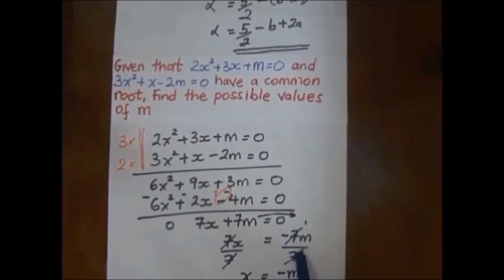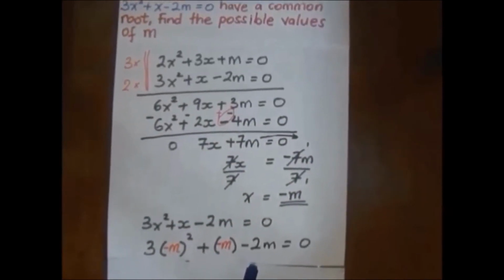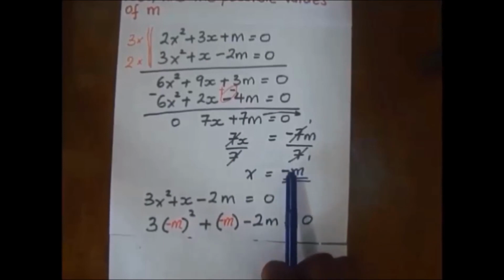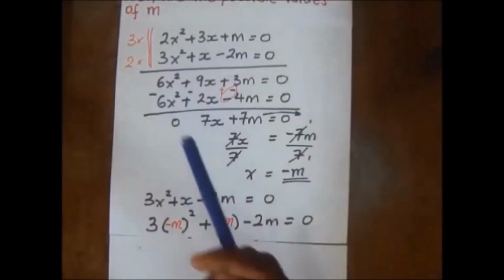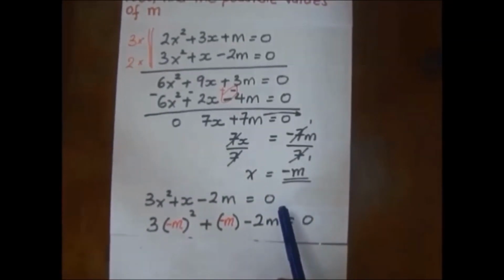We cancel out the 7's. You remain with your value of x as negative m. That's our value of x. After finding our value of x as negative m, we are now going to have to substitute this negative m into any of those equations that we've been given in the question, so that we're able to find the possible values of m.